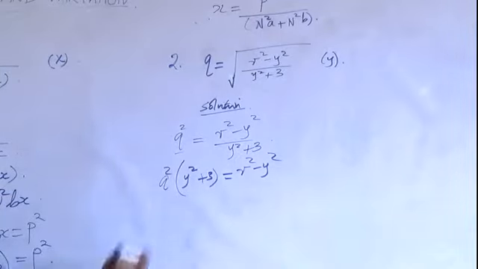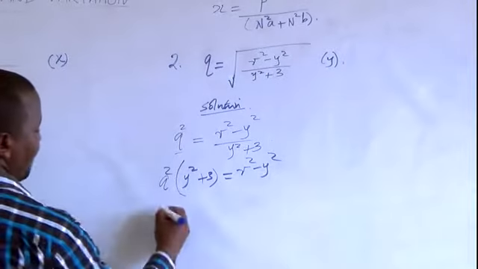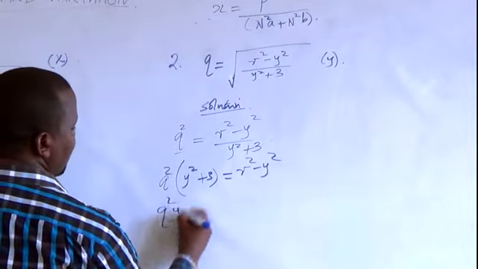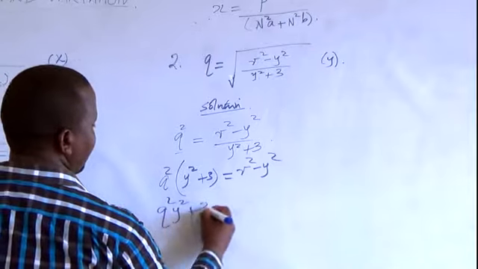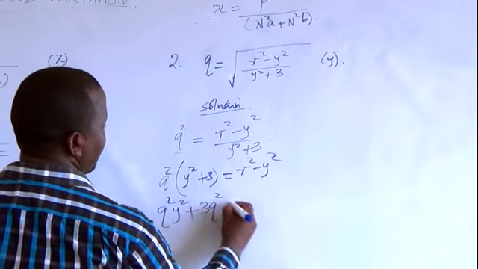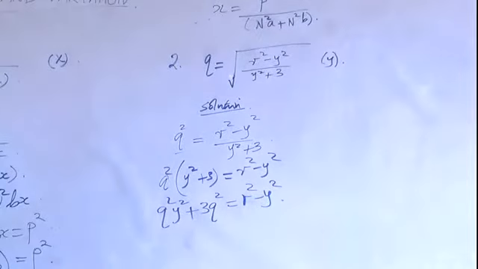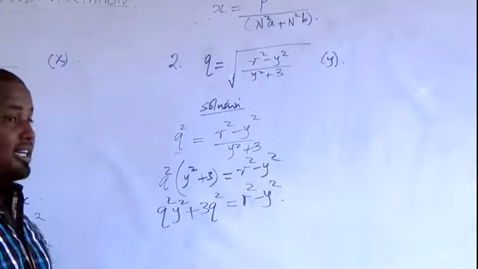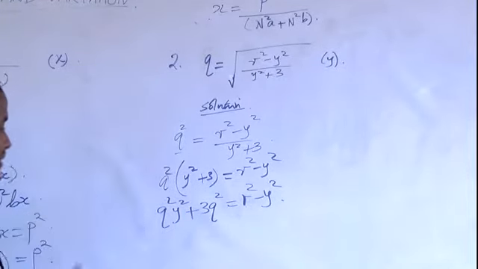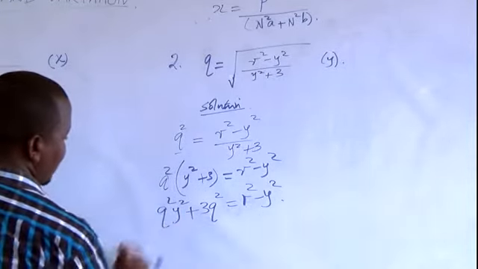We open the bracket on the left hand side. We have q squared y squared plus 3q squared is equal to r squared minus y squared. Since we want to make y the subject of the formula, we have to write any expression involving y on the left hand side. So we have this y squared coming to the left hand side.